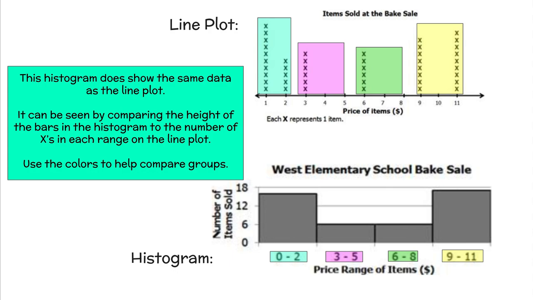So the answer to my last question is yes, this histogram does show the same data as the line plot. It can be seen by comparing the height of the bars in the histogram to the number of X's in each range on the line plot. Use the colors to help compare the groups.